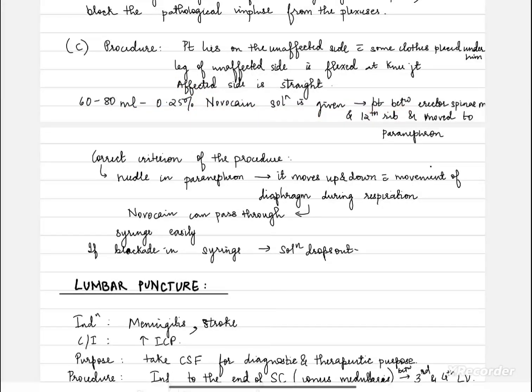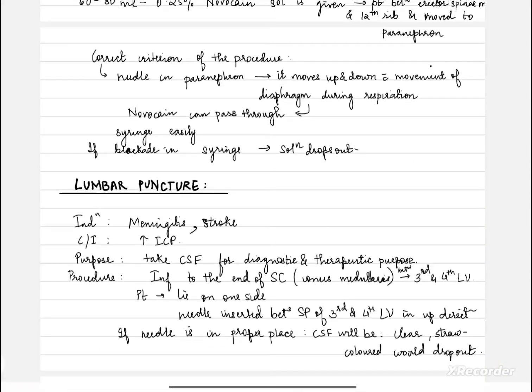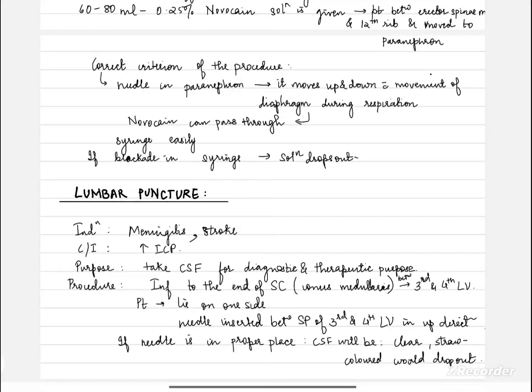Point between the erector spinae muscles and the 12th rib, and the needle is moved to the paranephron. Now the correct criteria of this procedure are: the needle in the paranephron moves up and down with the movement of the diaphragm during respiration. Novocaine can pass through the syringe easily. If there is a blockade in the syringe, the solution drops out.